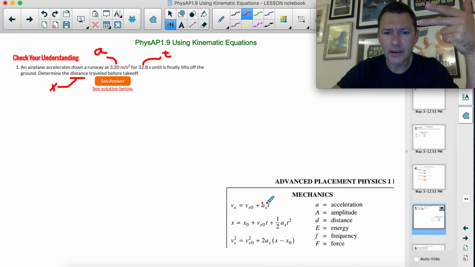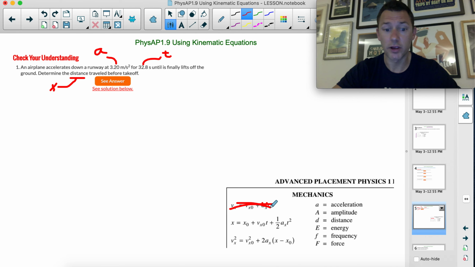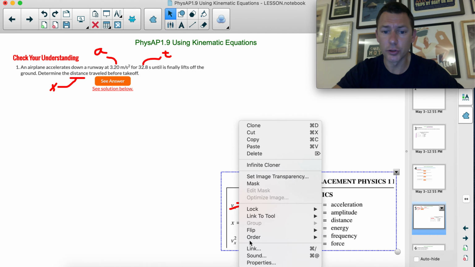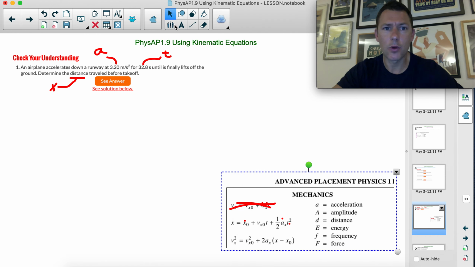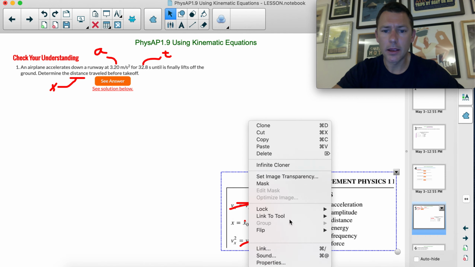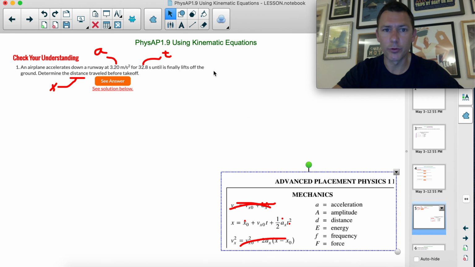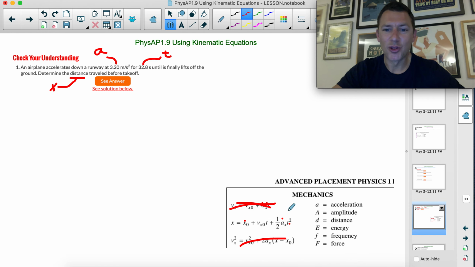This has a and t, but no x involved, so I'm not going to use this one. This has a, t, and x. This has no t involved, so I'm not going to use that one. Just looking at what I have and what I'm interested in, we're all over the map. Looks like we're going to use this one right now.